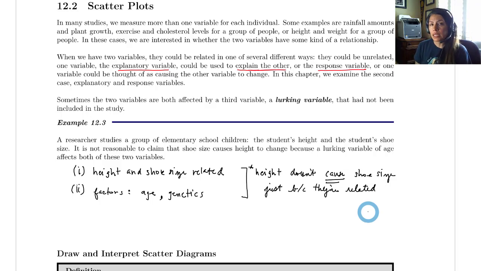This is one of the most important things we have to realize: there is a relationship between height and shoe size. And in the previous video, I mentioned there is a relationship between the amount of butter we eat and the number of divorces, and the number of stars out there and the number of car accidents. But does one cause the other?